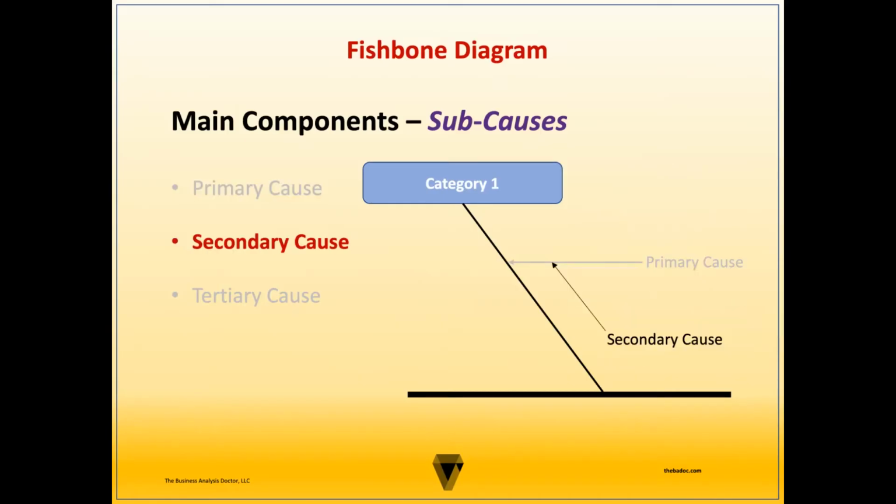Now, a secondary cause within the fishbone diagram provides detail that explains how the primary cause contributes to the problem being investigated. It's also directly related to the primary cause. This is illustrated as smaller branches stemming from the primary cause branch. When identifying the secondary cause, you may ask, what else? As there may be several secondary causes stemming from one primary cause. But be careful not to make the fishbone diagram too complex.